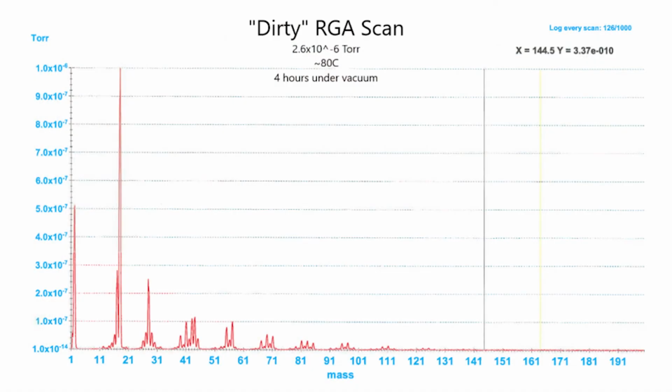Let's move on to a dirty scan. So here you can see there's all sorts of peaks. They're everywhere. Now those extra peaks that you see, those are hydrocarbons, those are contaminants. You don't want those in your vacuum chamber.